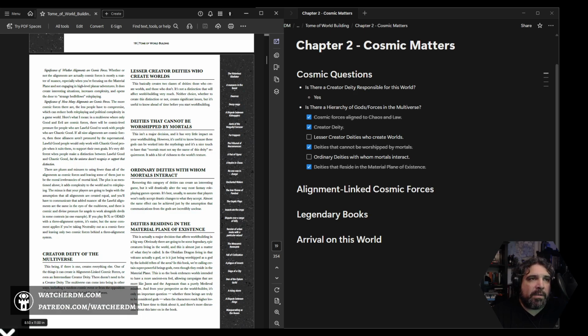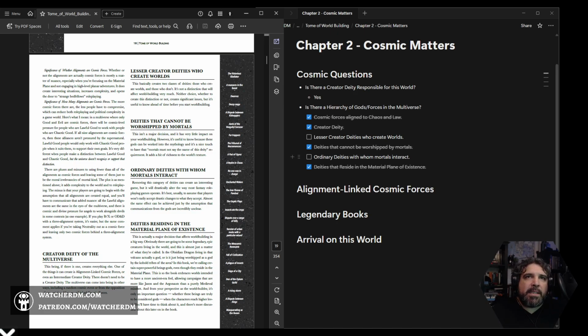Creator deity of the multiverse: this being, if there is one, creates everything else. One of the things that can create is alignment linked cosmic forces, or even an intermediate creator deity. This doesn't need to be a creator deity, or there doesn't need to be a creator deity. The multiverse can come into being in other ways, including a random cosmic event or from the opposition of pre-existing alignment linked cosmic forces. And I like the idea actually that the creator deity is born from the churning of the cosmic forces, like born of the froth of law and chaos. I think there's a poetry to that.